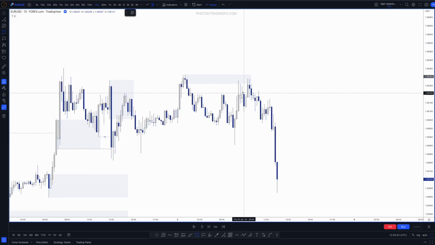So you have this demand here, okay? So this is valid demand here. Why is this valid demand? Because it led to a break of that high. Okay, only wicked it, but it's a fractal break. So price comes back into demand.